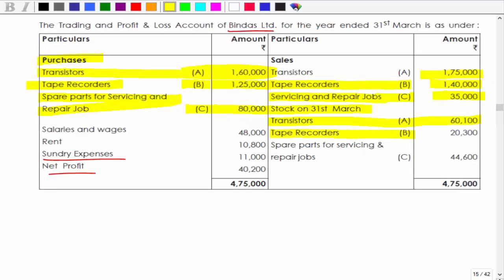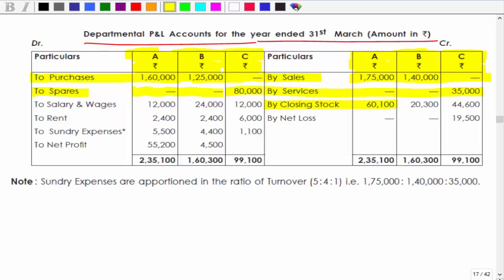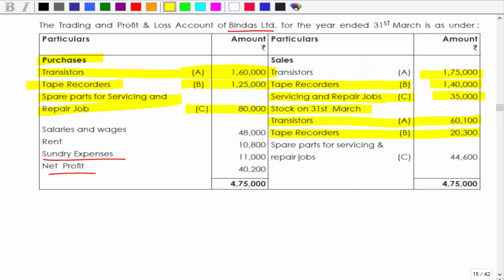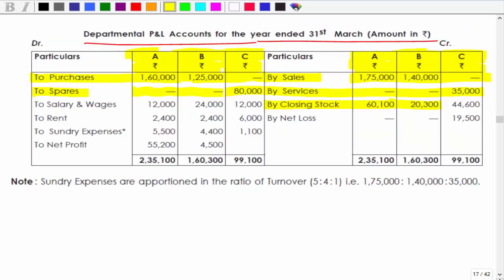Then tape recorder closing stock with Department B 20,300. Then we have closing stock of spare parts for servicing and repair jobs with Department C 44,600. So in this way we have captured the closing stocks.